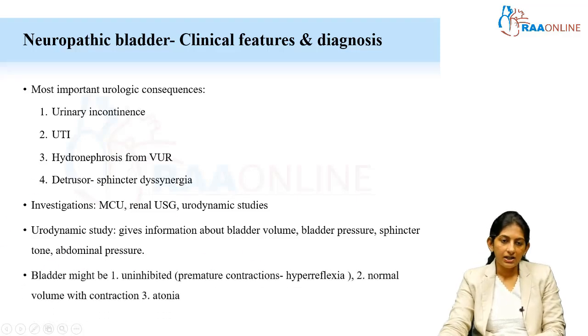A neuropathic bladder can be either uninhibited. Uninhibited means continuous hyperreflexia is there. So, continuous contractions in the bladder, that is an uninhibited bladder. Second, a normal bladder, which has normal volume and normal contractions. Third, it can be a completely atonic bladder where there is no detrusor contraction at all.